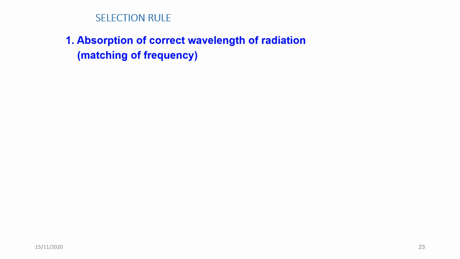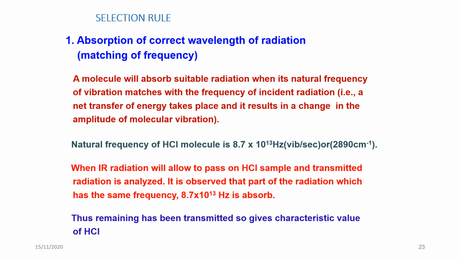Today we shall see the selection rules for IR spectroscopy. The molecule will absorb suitable radiation when its natural frequency of vibration matches with the frequency of incident radiation. That means the energy is absorbed by the molecule, followed by a change in the amplitude of molecular vibration.